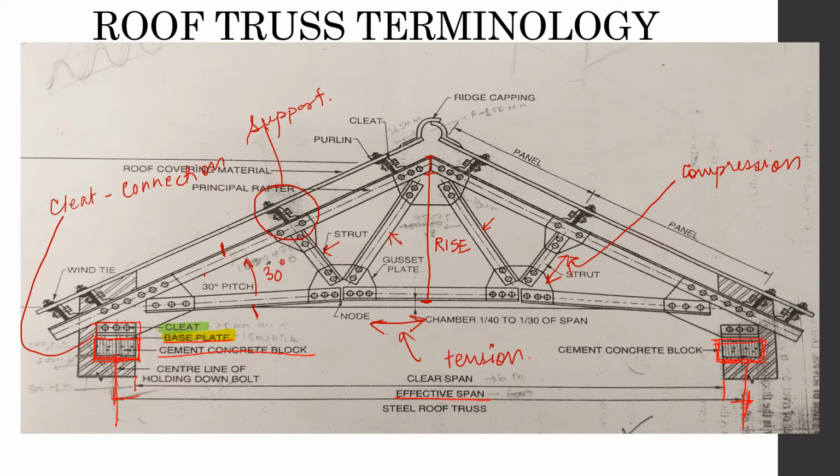Now the principal rafter, that is the thing which is here on top. So principal, it is the topmost angular member. It rests on the end of the main tie beam. So here you can see that the principal rafter is resting on the tie beam.